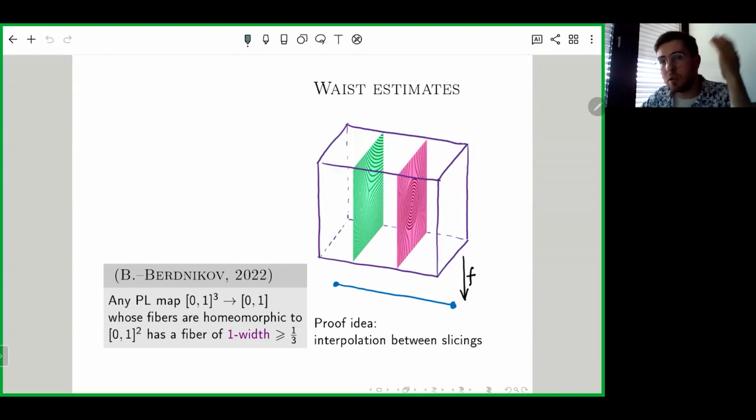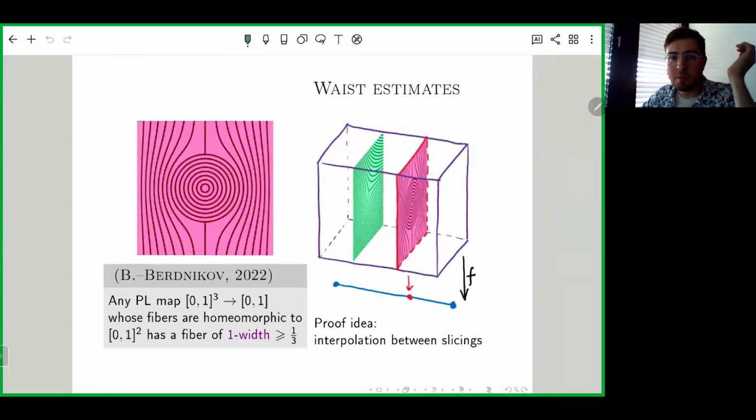In order to do this, the crucial idea is that I start with two squares close to each other. They have certain slicings which are not related to each other, but I want to relate them. And I want to interpolate between two slicings. If I'm able to do that, I'll be able to glue all those maps.